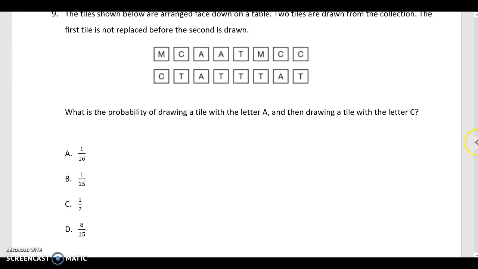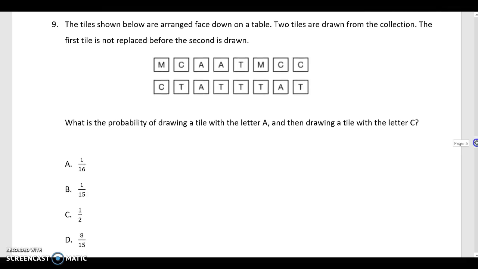Alrighty, so number 9 says the tiles shown below are arranged face down on a table. 2 tiles are drawn from the collection. The first tile is not replaced before the second is drawn. What is the probability of drawing the letter A and then drawing a letter C? And remember, it says it's not replaced, so A and then C.